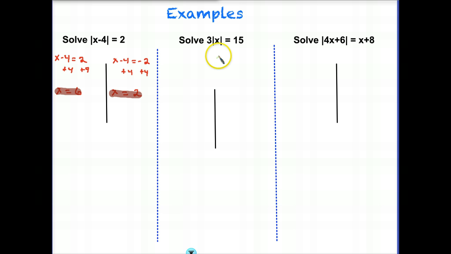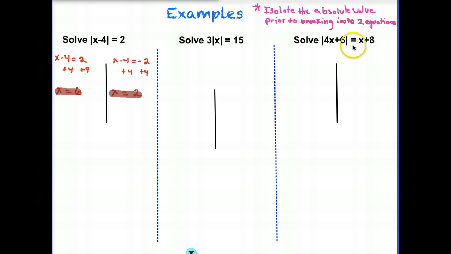In our second example, we have a 3 in front of the absolute value. So one thing that we need to do is we always need to isolate the absolute value before we break it into two pieces. So that's an important note. Let's make a note up here. We'll star it. So we need to remember to isolate the absolute value prior to breaking into two equations. So I went ahead and wrote it up there.